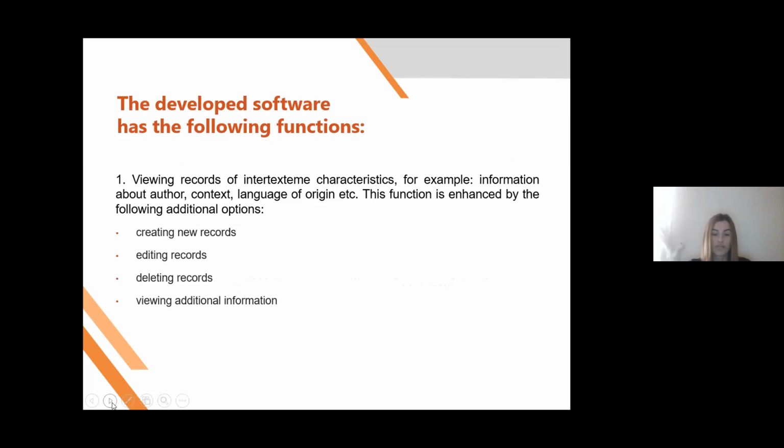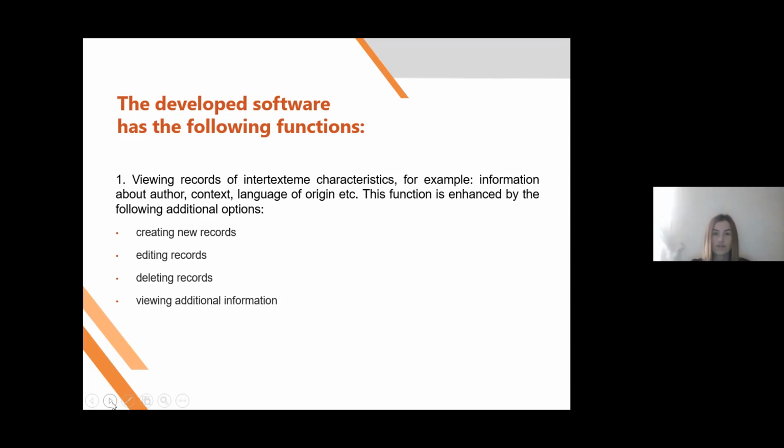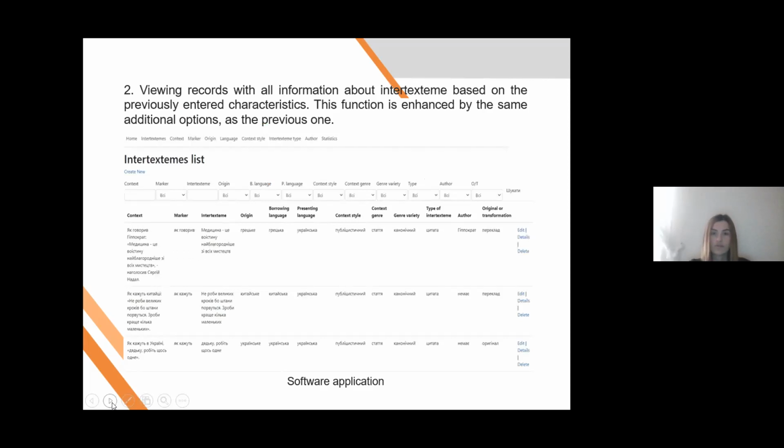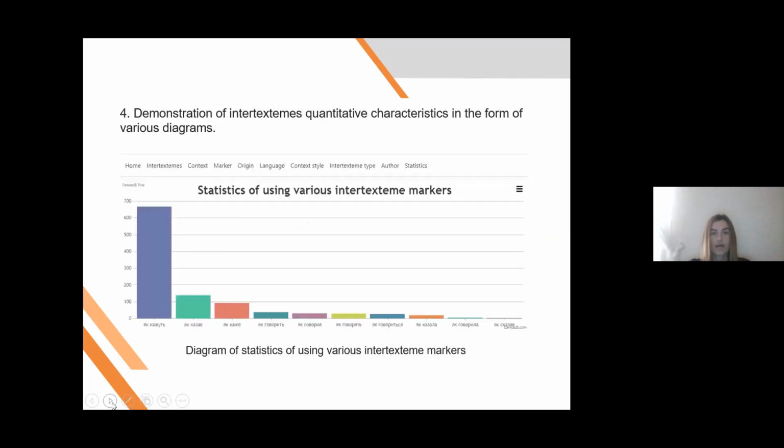The software application was implemented to interact with the database, and the developed software has the following functions. Viewing records of intertext theme characteristics, for example, information about author, context, language of origin, etc. Viewing records with all information about an intertext theme based on the previously entered characteristics. A filter for displaying to the user a list of intertext themes by one or several parameters chosen by him. And on this slide, you can see the filter for the intertext themes list. Demonstration of intertext themes' quantitative characteristics in the form of various diagrams. On this slide, you may see the diagram of statistics of using various intertext theme markers.